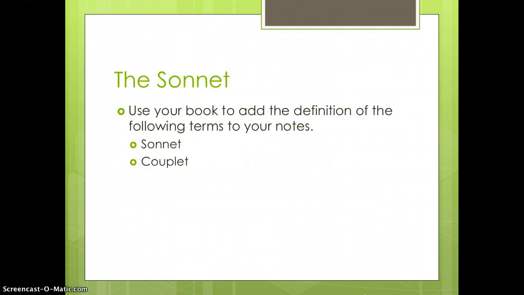So now that you're done with your quiz, we're going to talk today about the sonnet. So to start, what I would like you to do is go into your textbook and find the definition of these terms, the sonnet and the couplet, and add them to your notes. Do that now.